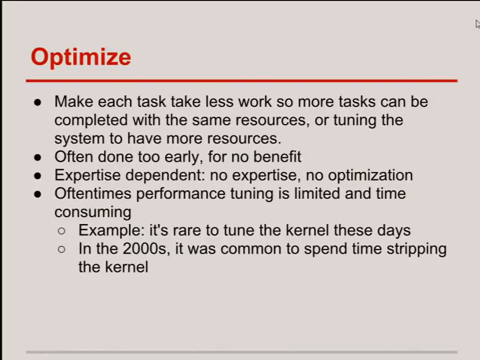So if you optimize a system, basically what you're doing is making each task on the system take less work or less time so that there's more time left over to do more work in the same amount of time. So if each step in your process takes 2 seconds and you drop that to 1.5 seconds, you now have spare time that you can use to do more each second.